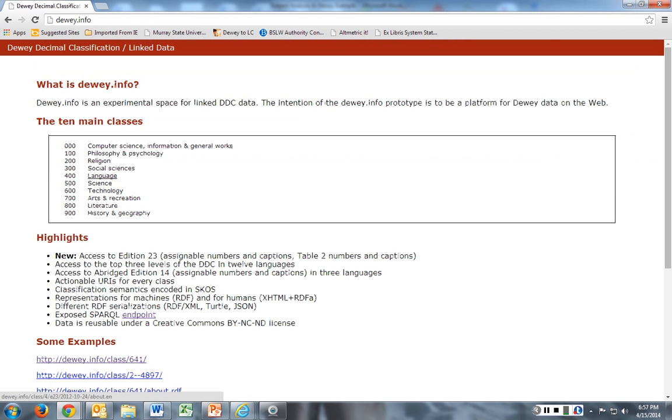Is it going to go in computer science, general works? No. Philosophy and psychology? No. Definitely not religion. Social sciences? What is that? That's kind of broad. I don't really know what social sciences means. I've got language, science, technology, arts and recreation, literature. It won't go in any of those. So I'm going to see about social sciences. That's in the 300s. So I'm going to click on that.